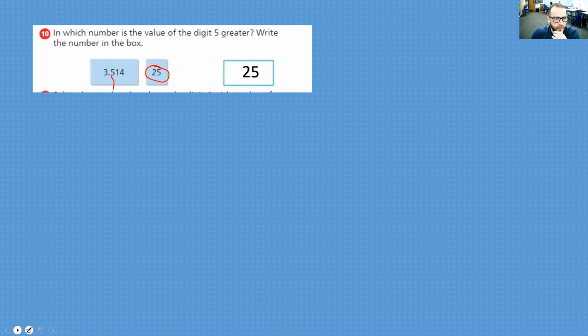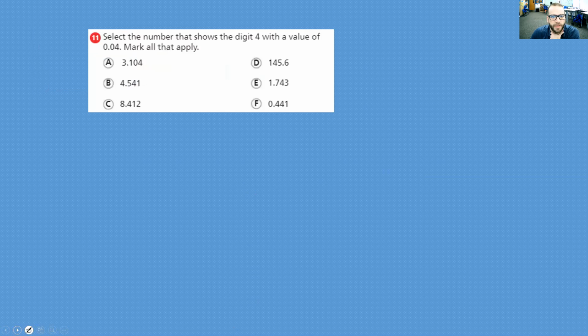Okay? And then select the number that shows the digit 4 with the value of 4 hundredths. Well, this one has 4 in the thousandths place. This one's 4 in the tens place. That's 4 in the ones place, but over here you got a sneaky 4 in the hundredths place, so that one works. And then after that you have a 4 in the hundredths place over here, so that one works. And then over that you got 4 in the tenths place, that does not work. 4 in the hundredths place, that one works.